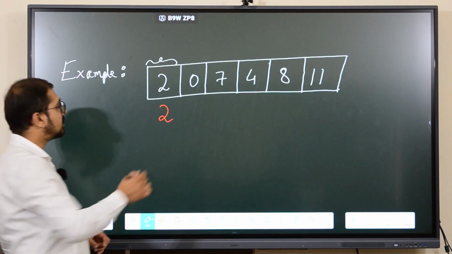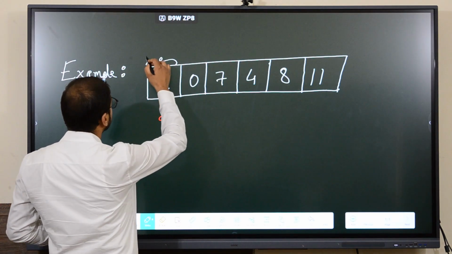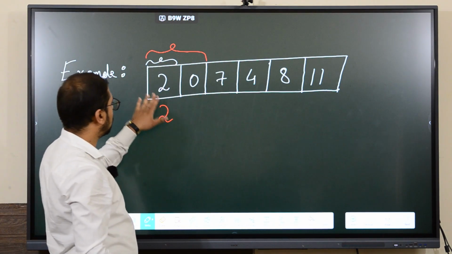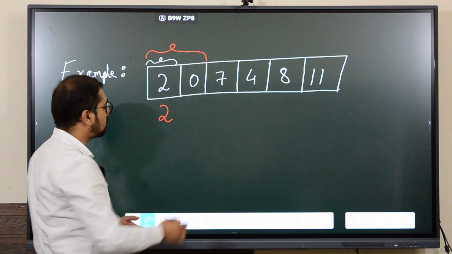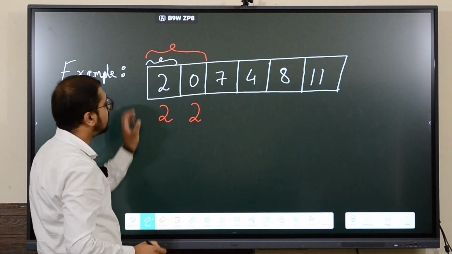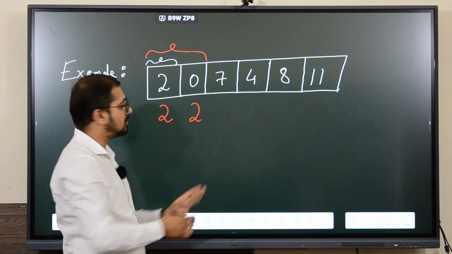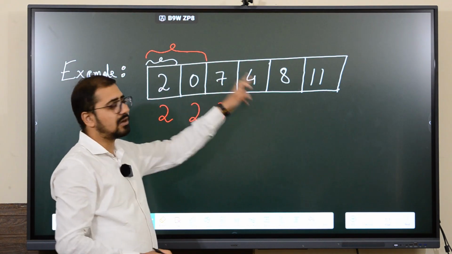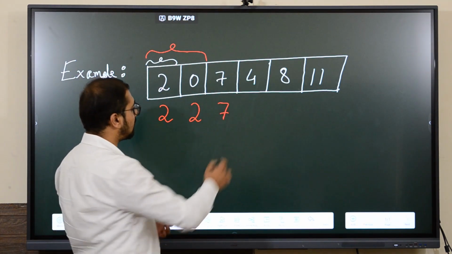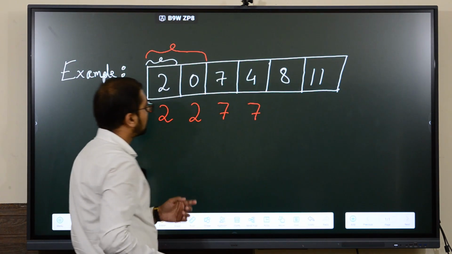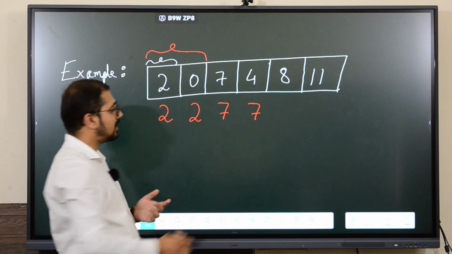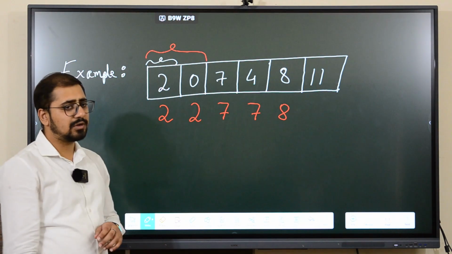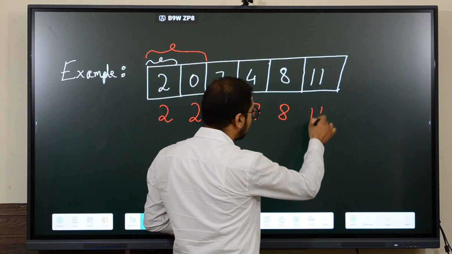Then in the next iteration, consider 2 and 0. The maximum value is 2. Similarly, consider 2, 0 and 7. Here the maximum value is 7. Then 2, 0, 7 and 4, the maximum value is 7. Then 2, 0, 7, 4 and 8, so 8 is the maximum value. And 2, 0, 7, 4, 8, 11, here the maximum value is 11.